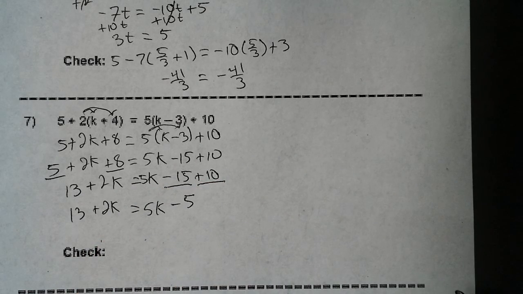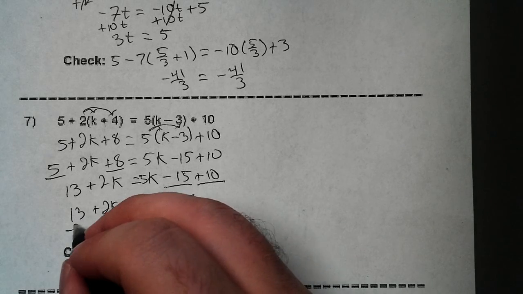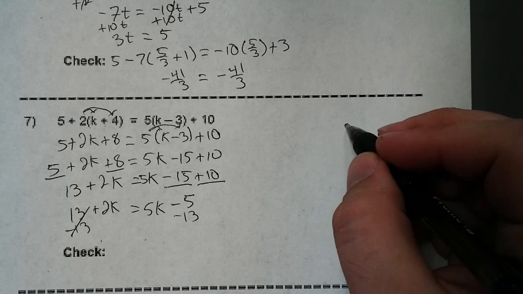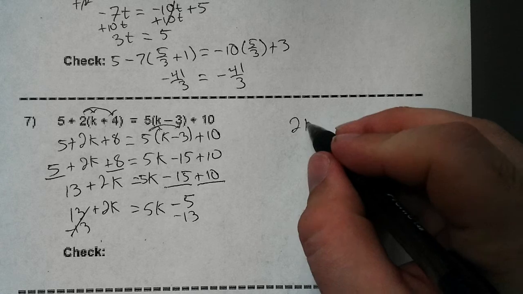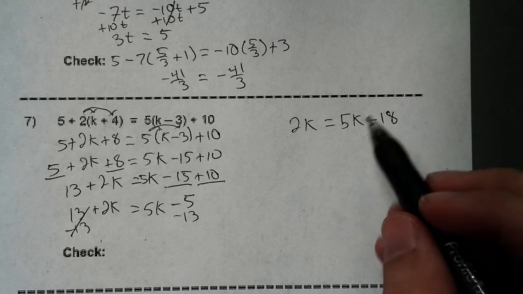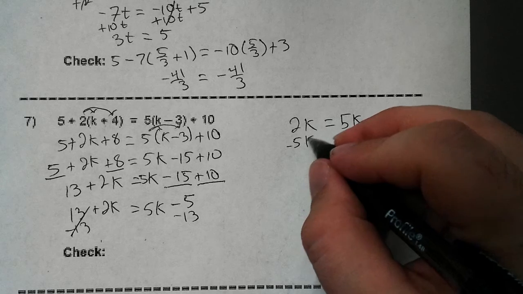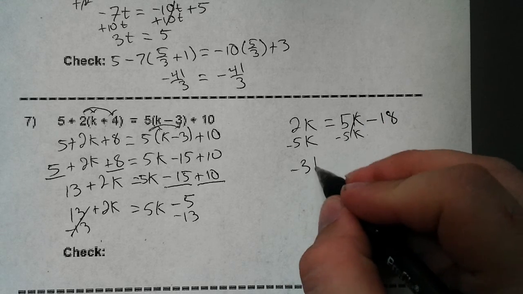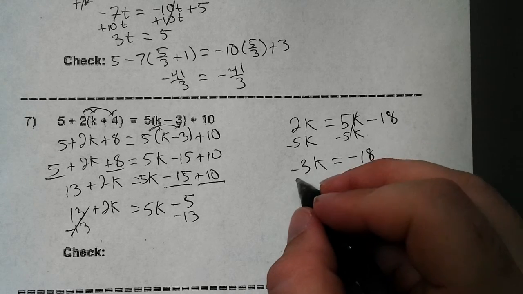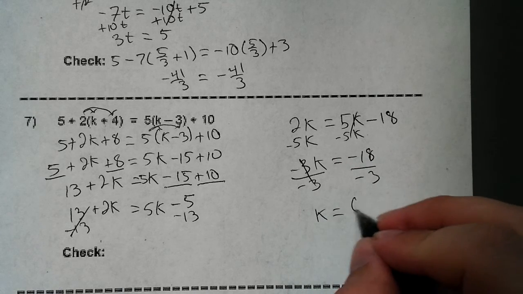Now from here, once again, make a decision. I'm always going to try to move my numbers to the right, my letters to the left. So subtract 13 on both sides. Those cancel. 5 minus 13 will give me negative 18. So I've got 2k equals 5k minus 18. Now move my variables to the other side. So minus 5k. These cancel, and it's going to be negative 3k is equal to negative 18. From here, last step, divide by this number, divide by negative 3. k is equal to 6.